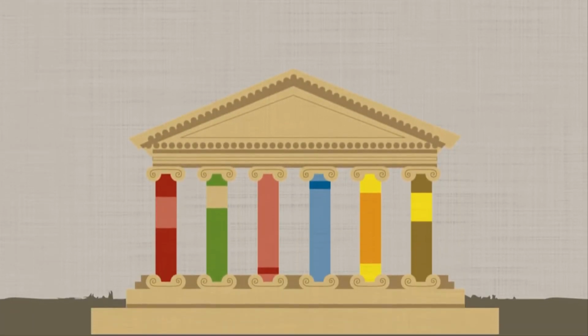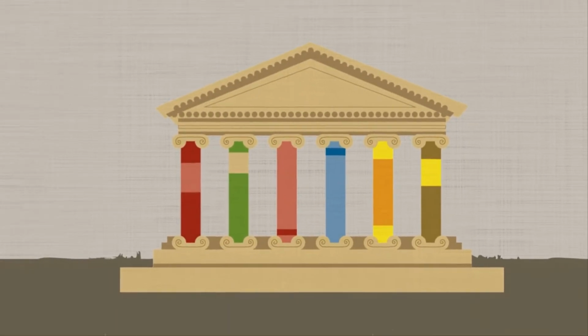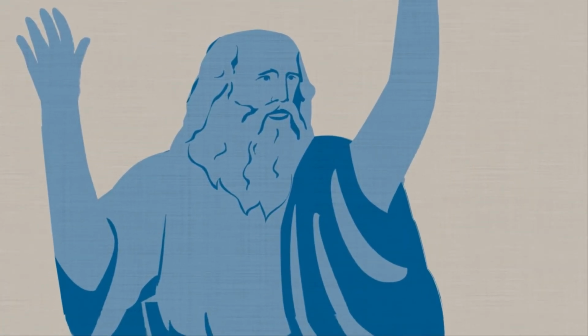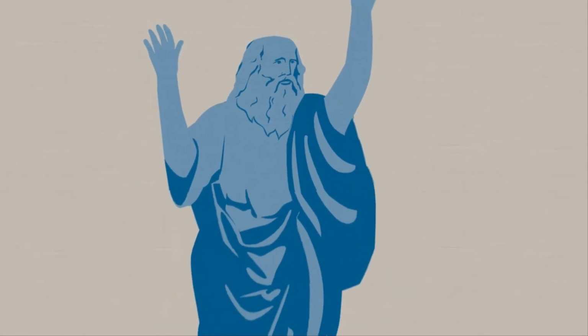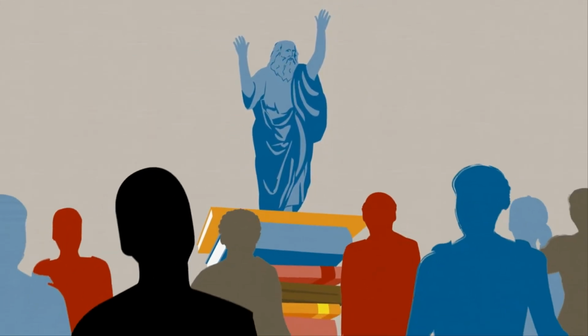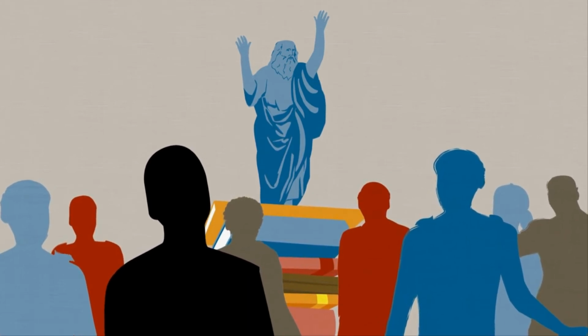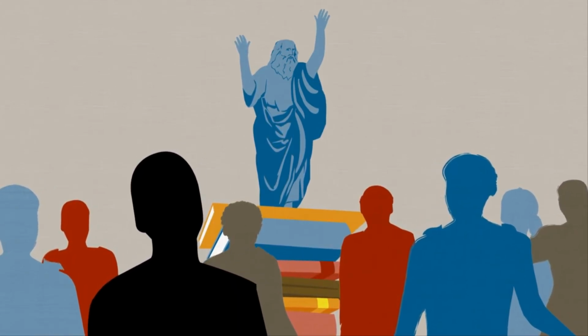The analysis of power in the form of political theory was born in ancient Greece. Aristotle's Politics contains the famous line, "Man is a political animal," meaning that it is our nature to live in societies and to have power over one another. But how we arrange these things, Aristotle says, is up to us.